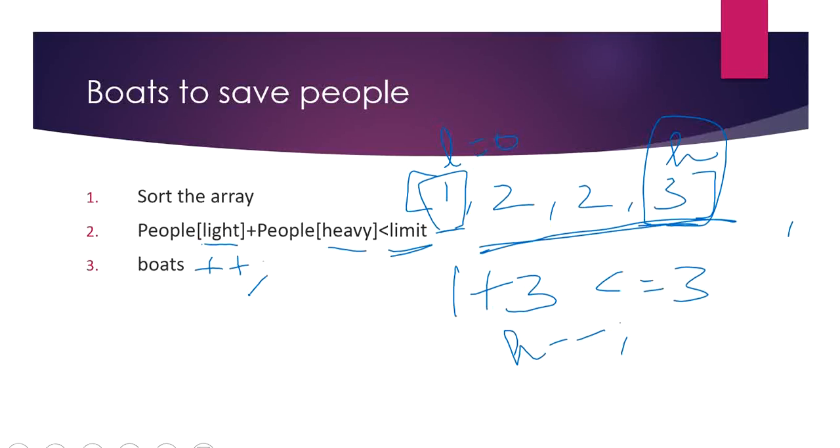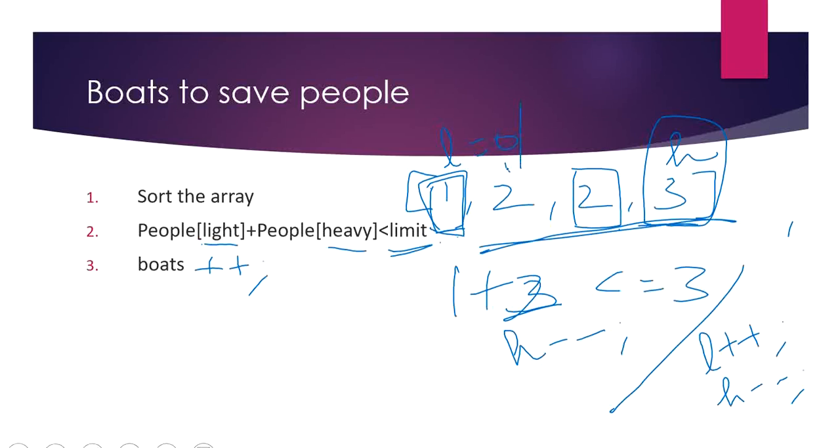Again the loop iterates and checks, now the lighter person is 1 and the heavier person is 2. We check whether 1 plus 2 is less than or equal to 3. Yes, true. The second boat can hold 2 persons. So in that case, we are carrying one lighter person and one heavier person. We increment the lighter pointer and decrement the heavier pointer, because the pointers move. The lighter pointer is here, and the heavier pointer is here.